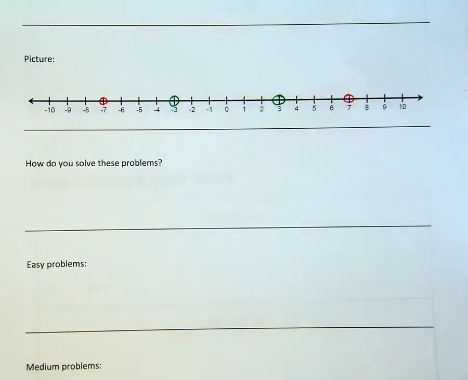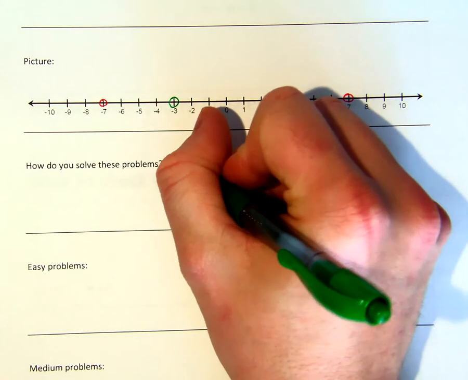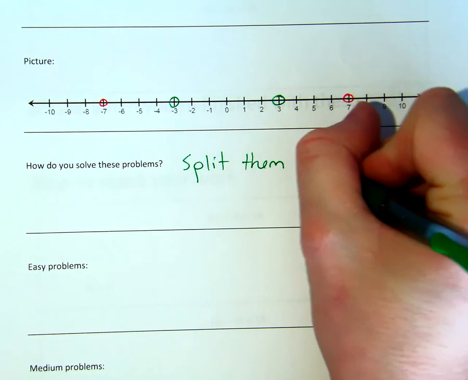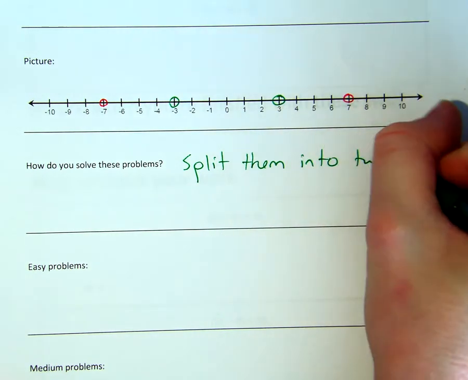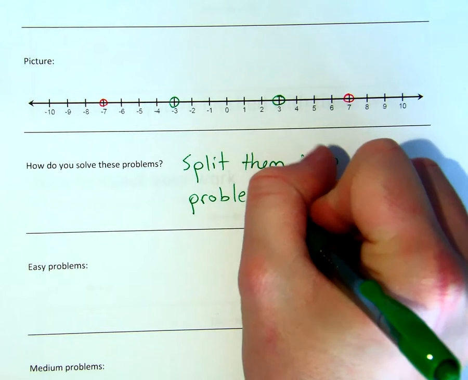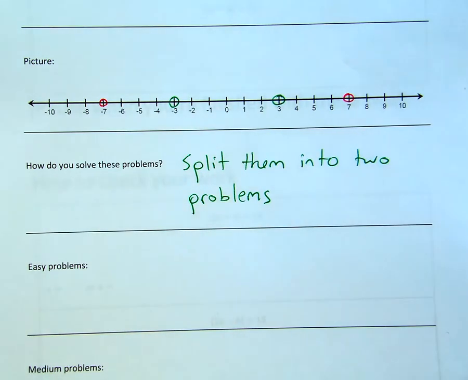How do we solve these types of problems? Because they're not always going to be as easy as what is the absolute value of negative 7. To solve these problems, you split them into 2 problems. Because we know that there are 2 numbers that share the same absolute value, that means when we see a problem with absolute value, there are usually going to be 2 possible answers to solve it correctly.